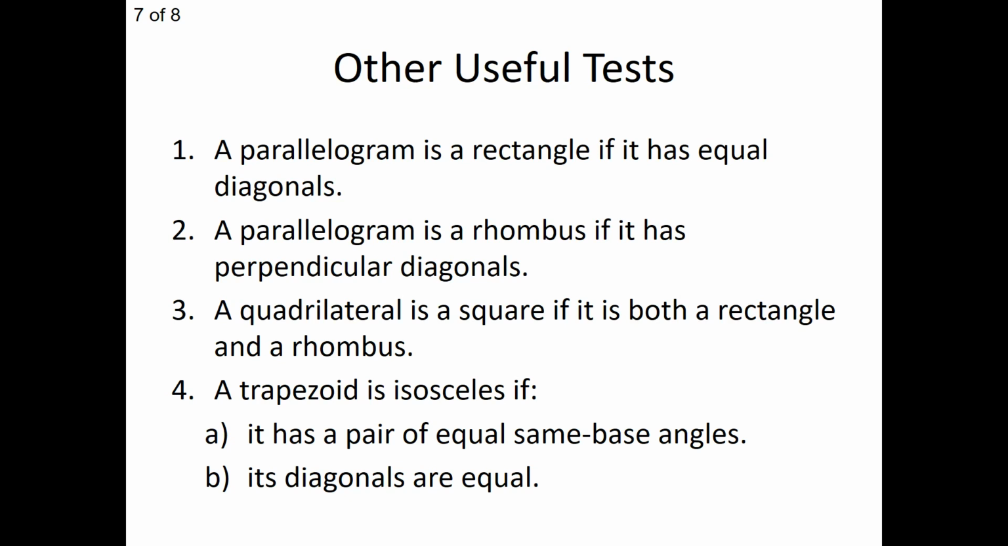Another useful test is for a square: if you can prove that a quadrilateral is both a rectangle and a rhombus, then you can call it a square by definition. And the isosceles trapezoid also has tests. If we're given a trapezoid and we want to prove it's isosceles, there are a few different features we can be given. We can prove it's isosceles if it has a pair of equal base angles, the angles formed along the same base. And we can also prove a trapezoid is isosceles if the diagonals are equal.